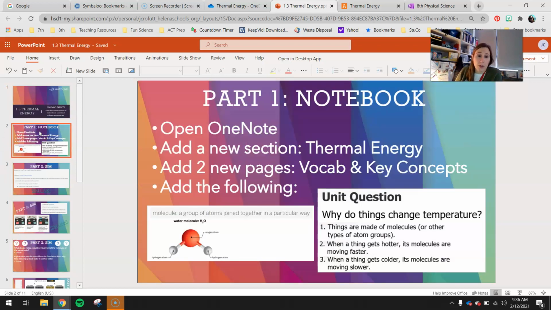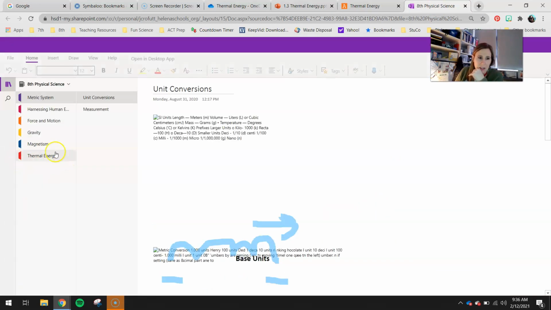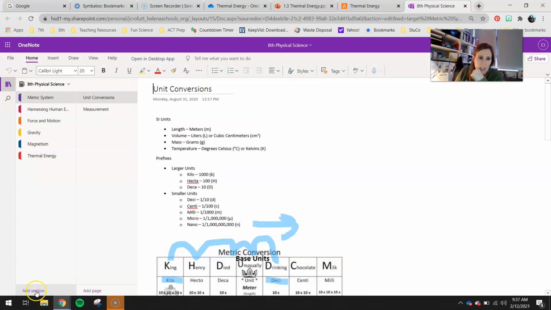Okay, so for your first part, I want you guys to open your OneNote, and we're going to add some notes in there. So as we are starting a new unit, you will need to add a new section, thermal energy. So if I go into my notebook, I've already added this thermal energy section right here. So at the bottom, you'll just click Add Section.